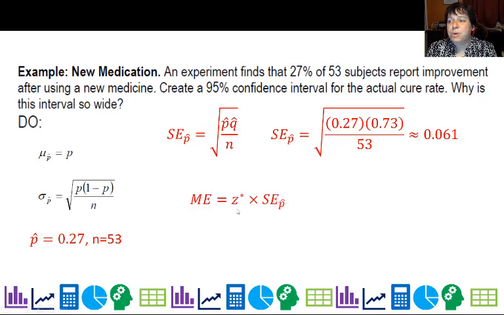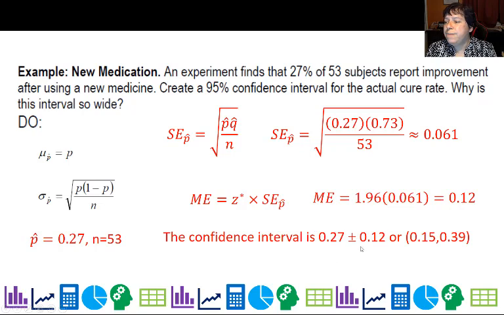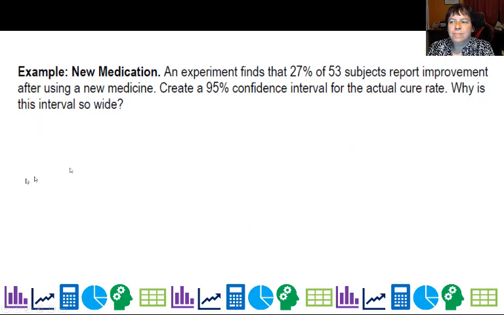Now we need to calculate the margin of error, which is your critical value times your standard error. For a 95% confidence interval, do you remember what this critical value is? Again, we're going to use it all the time. It's 1.96. And we'll multiply that by that number right there, and we get 0.12. So our confidence interval is our statistic plus or minus our margin of error. 0.27 plus or minus 0.12. When I go ahead and do the mechanics there, the math, I get 0.15 to 0.39. So why is this interval so wide?